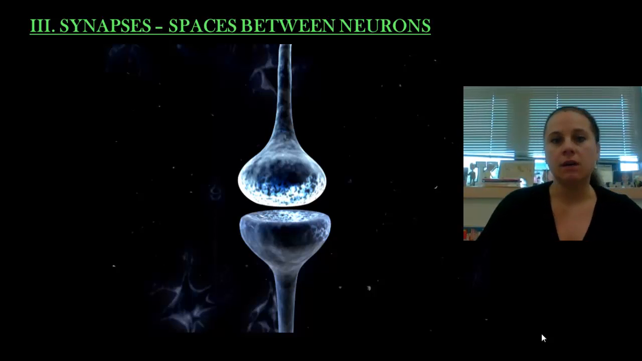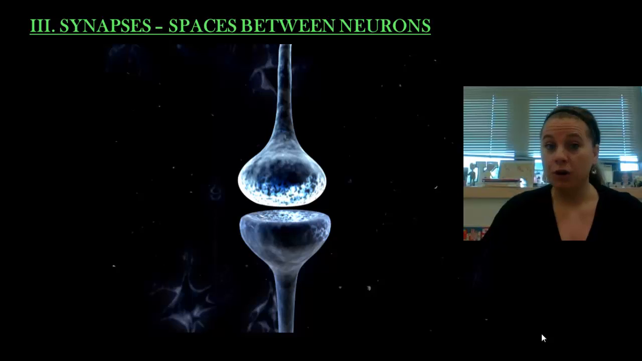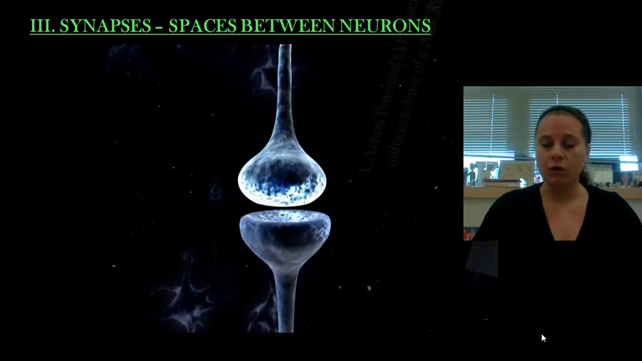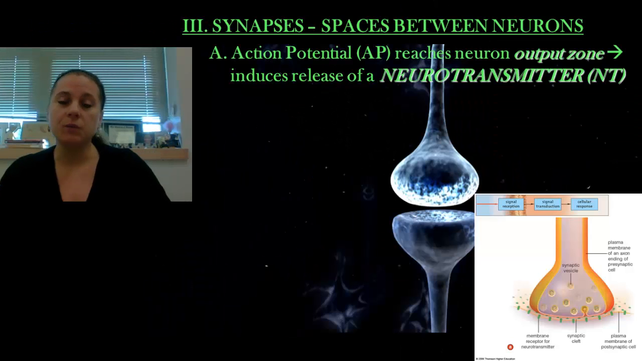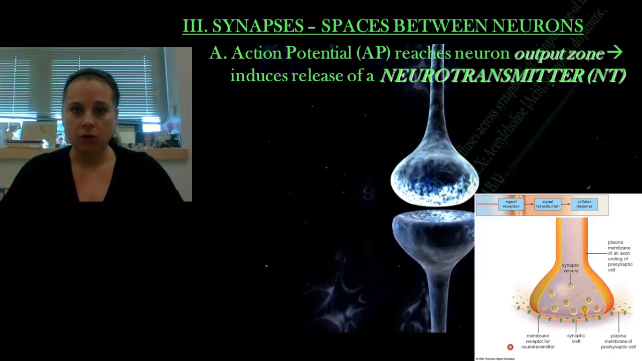In this one, we're going to spend some time talking about synapses, which is, as we've mentioned already, the space between adjoining neurons. So how the signal gets from one neuron to the next. So we know that the action potential, as it works its way down the axon, gets to the end at the output zone. And from there, that signal actually promotes the release of a neurotransmitter out into the space at the end of the neuron.